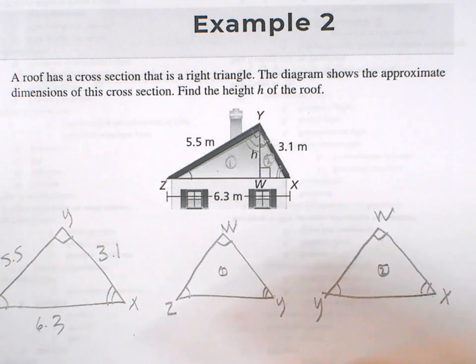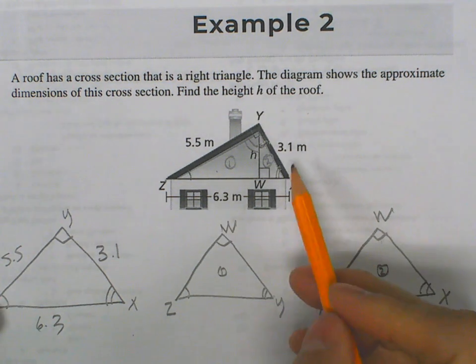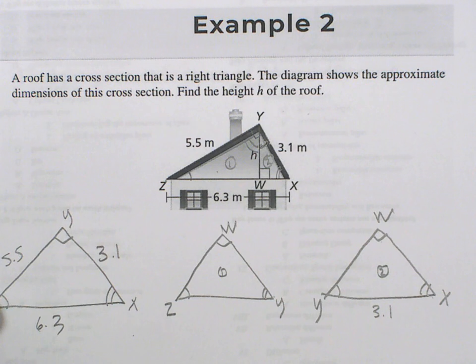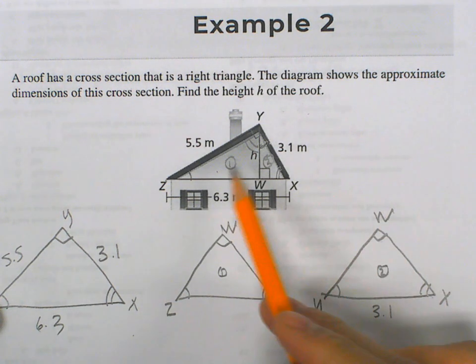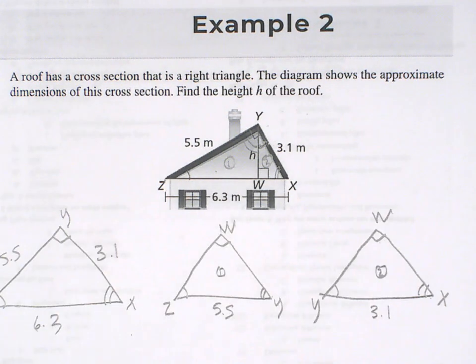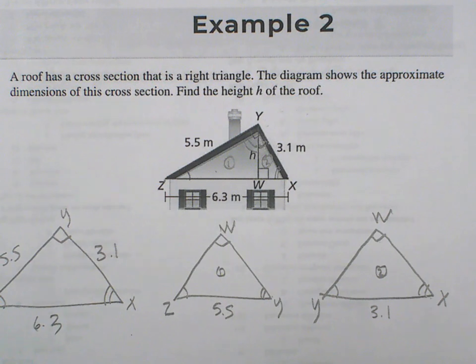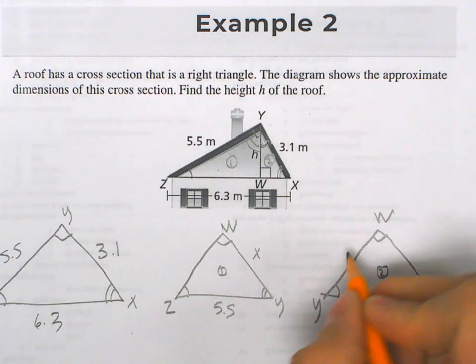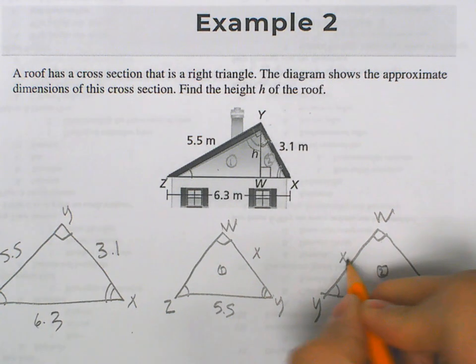So let's look at what we do know. We know that XY is 3.1. We know that ZY, this one right here, is 5.5. And that's pretty much all we know. We are trying to find what WY is. So we are looking for this one right there, and this one right here, pretty much the same thing.